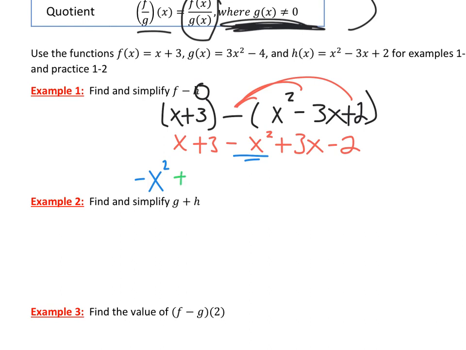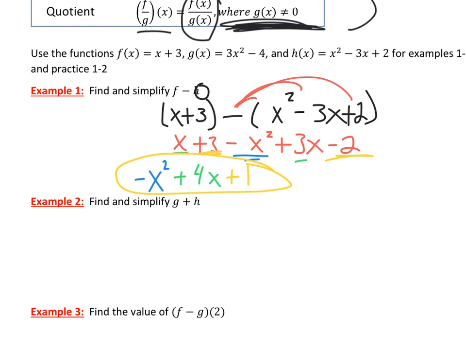Plus 4x. And then plus 3 and minus 2 make plus 1. Nope, sorry, missed the 3. So there is the answer for f minus h.